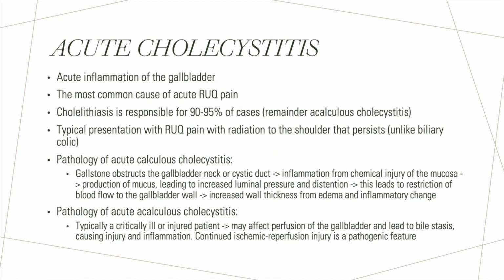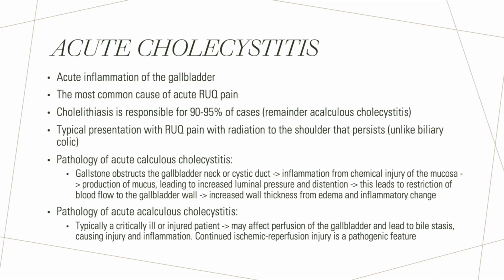So our next topic here, acute cholecystitis. This is acute inflammation of the gallbladder. It's the most common cause of acute right upper quadrant pain. Cholelithiasis is responsible for 90 to 95% of these cases, where the remainder is acalculous cholecystitis.